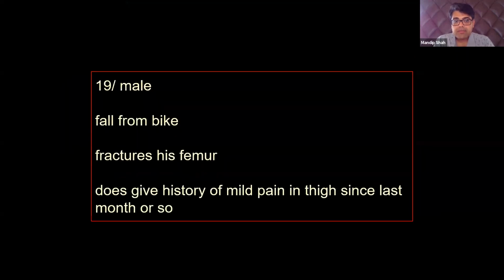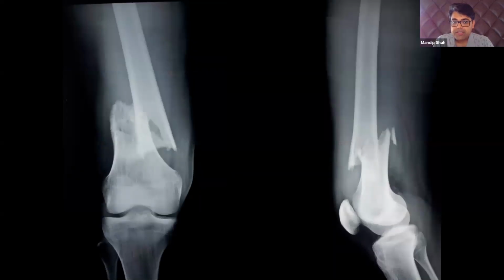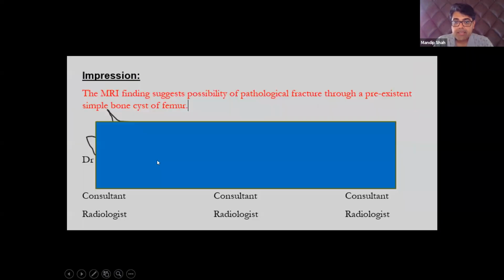This is another case where there was a 19-year-old male who fell from a bike. He did give a history of mild pain in the thigh since last month or so, but after the fall, he sustained this pathological fracture. The surgeon thought this is a pathological fracture, as he could see this rarefied bone and some destructive lesion here. He got an MRI done. The MRI was reported as possibility of pathological fracture through a pre-existent simple bone cyst of femur.